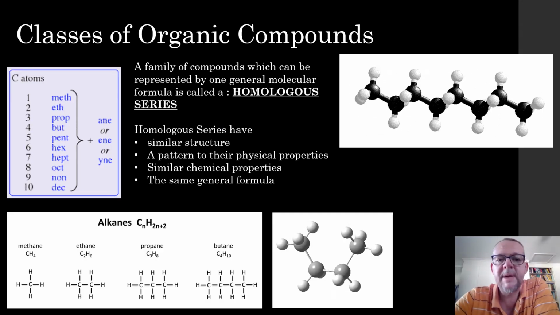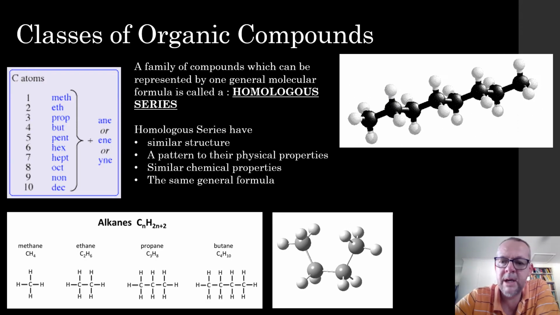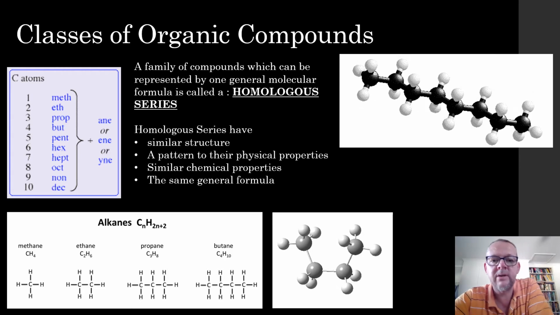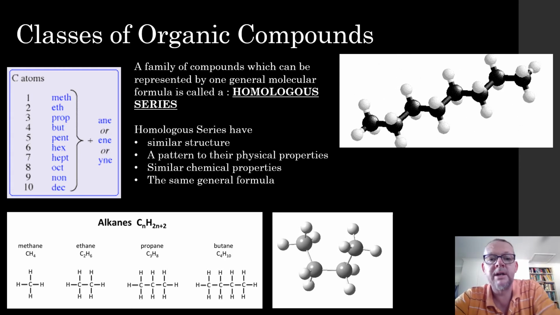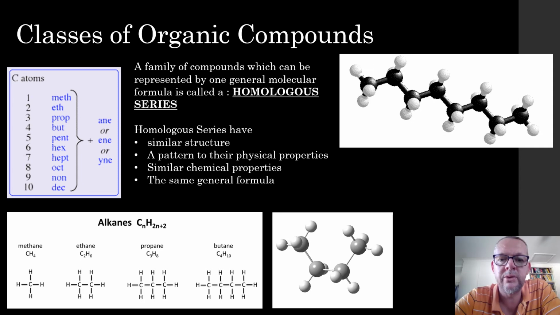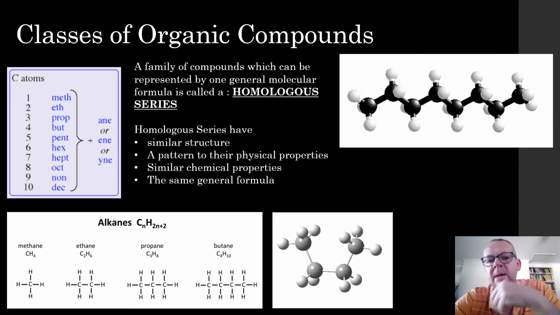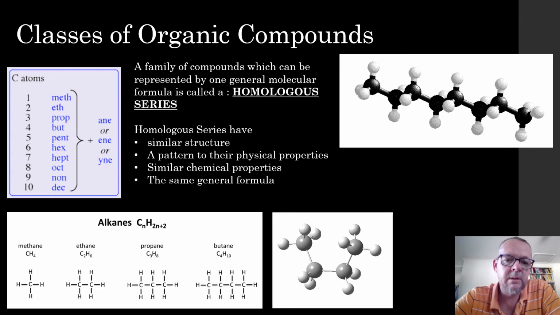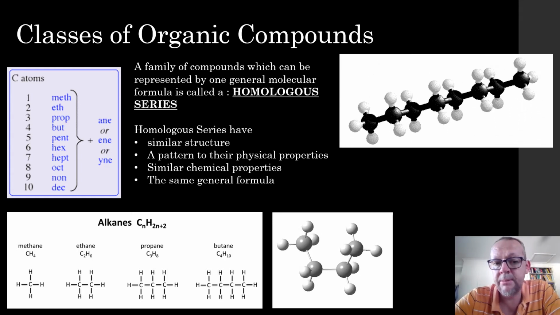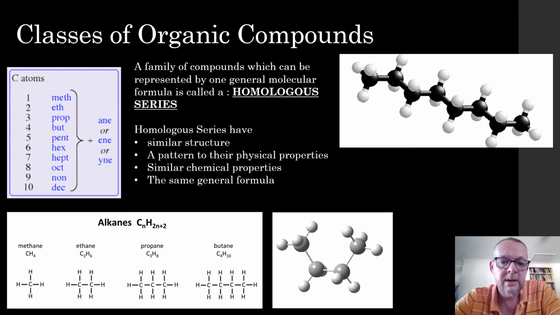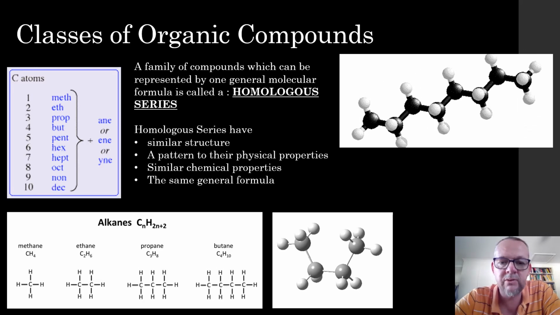Now, if we think about classes of organic compounds, a family of compounds which can be represented by one molecular formula is called a homologous series. Homo for the same, logos for words. Now, homologous series have similar structures, a pattern to their physical properties, similar chemical properties, and the same general formula.